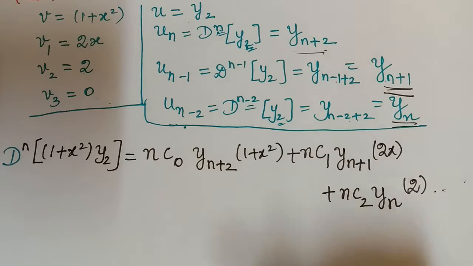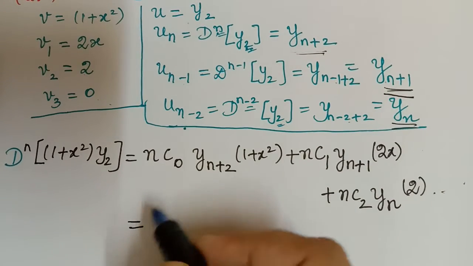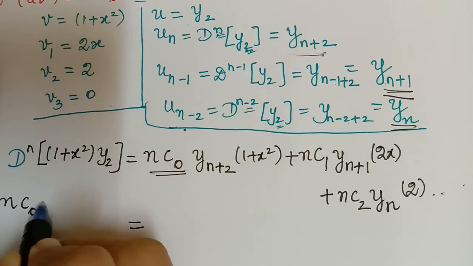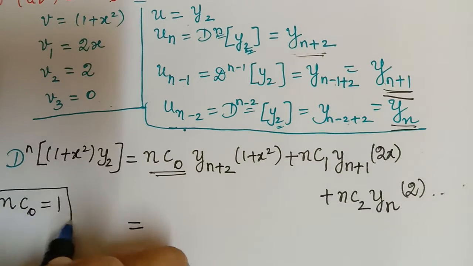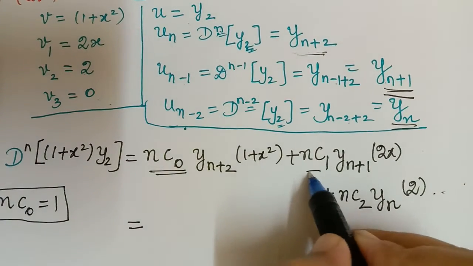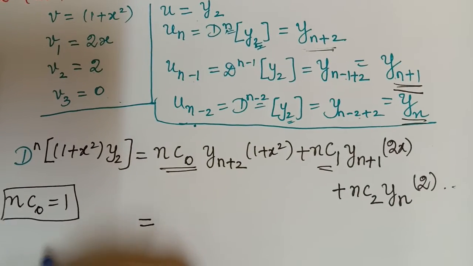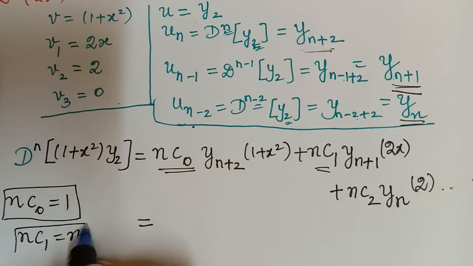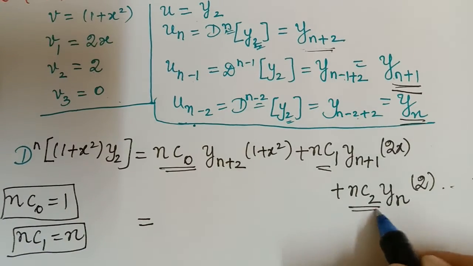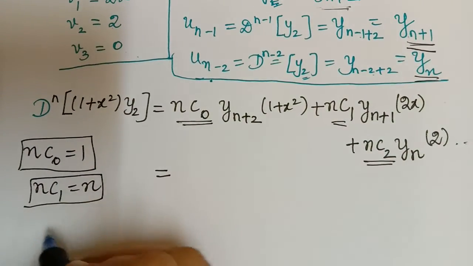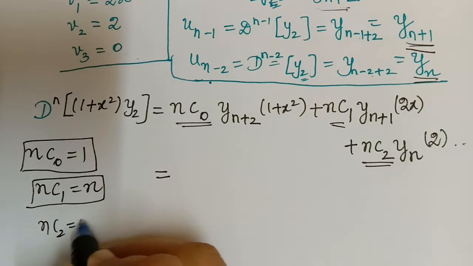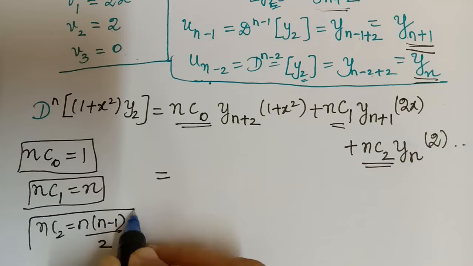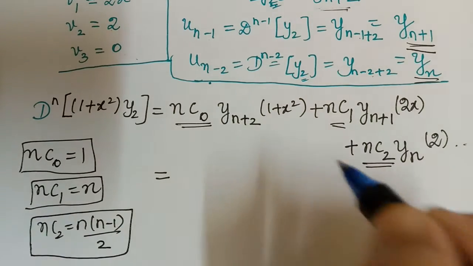Now we will simplify this. The value of nc naught is equal to 1. The value of nc1 is equal to n. And then the value of nc2 is equal to n into n minus 1 divided by 2. You have to remember all these three values and substitute here.